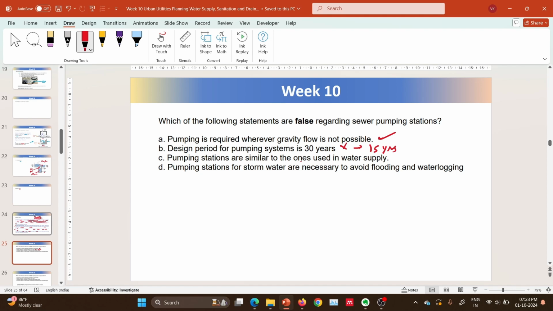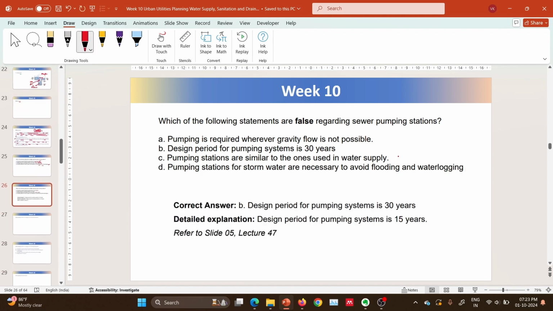Pumping stations are similar to the ones used in water supply. Yes, these are the same. Pumping stations for stormwater are necessary to avoid flooding and waterlogging. Correct. During floods and rain, we need to operate all the pumps in order to take out the stagnant water. Which of the following statements are false regarding sewer pumping stations? The answer is B.